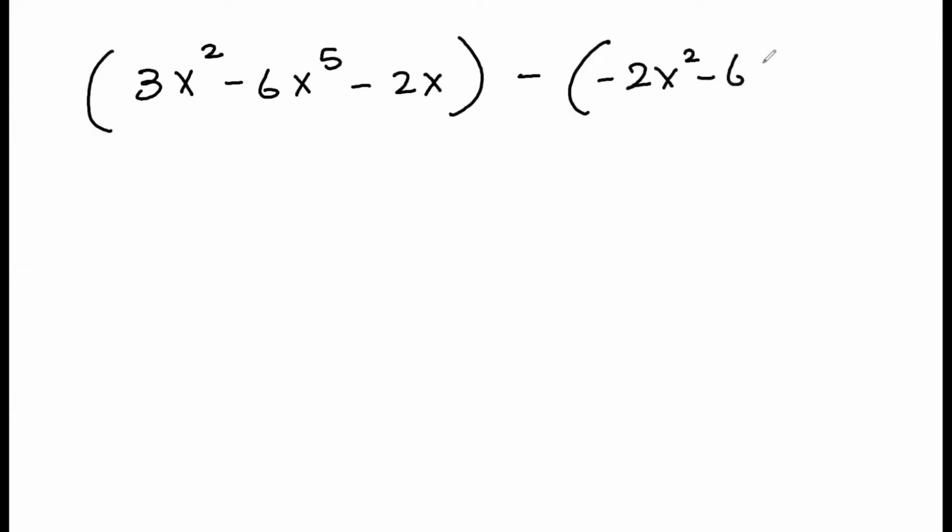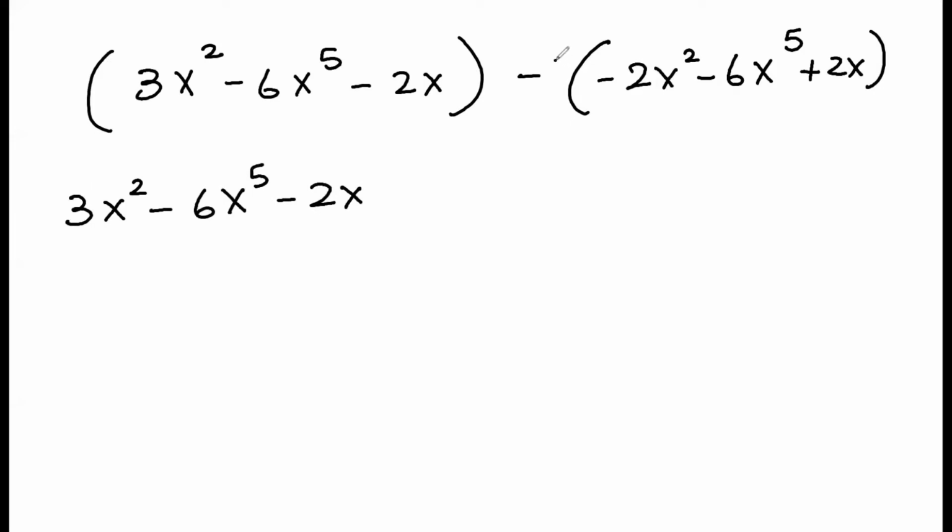3x squared minus 6x to the 5th power minus 2x minus negative 2x squared minus 6x to the 5th power plus 2x. I'm asked to subtract these two polynomials. You are going to write the first polynomial as it is. So it's going to be 3x squared minus 6x to the 5th power minus 2x. Now, I notice that there is -1 in front of the second polynomial. So I'm going to distribute -1 to each of the terms inside the polynomial.